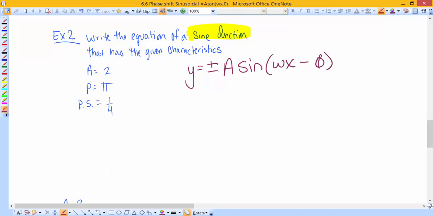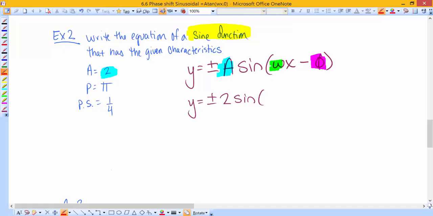So we have to find three things. Amplitude. Let me use a different color. Amplitude, omega, and phi. Those are the three things that we do need to look for here. So let's see. Amplitude. We're given the amplitude. Here's our amplitude. So I'm going to plug in plus or minus 2 sine.